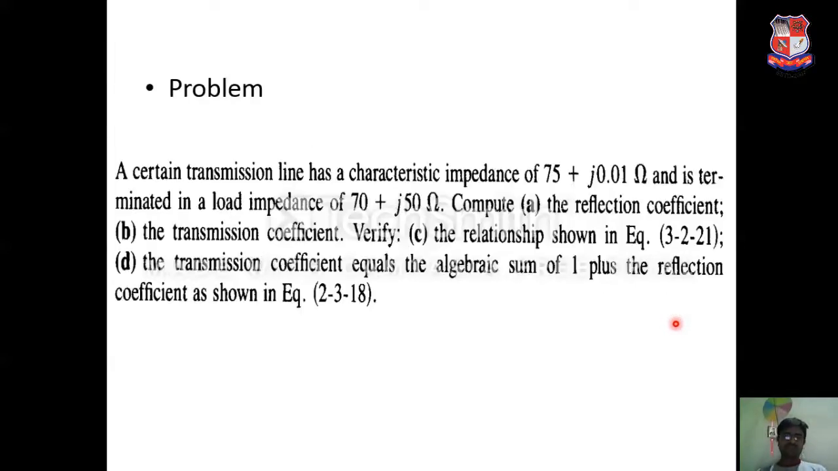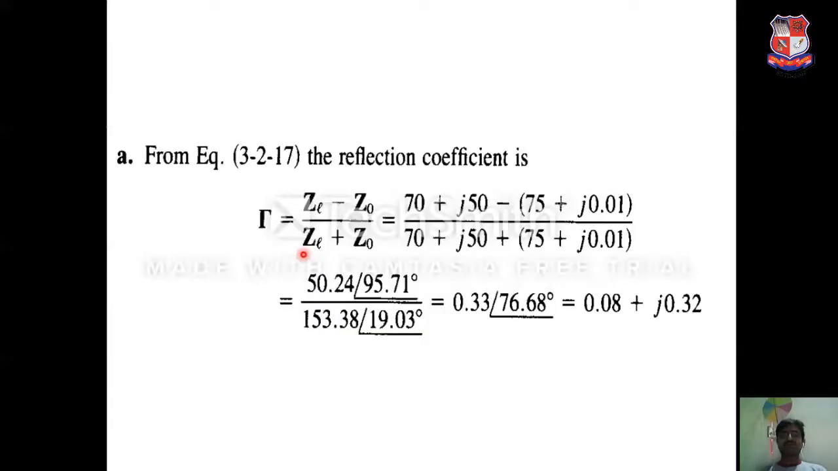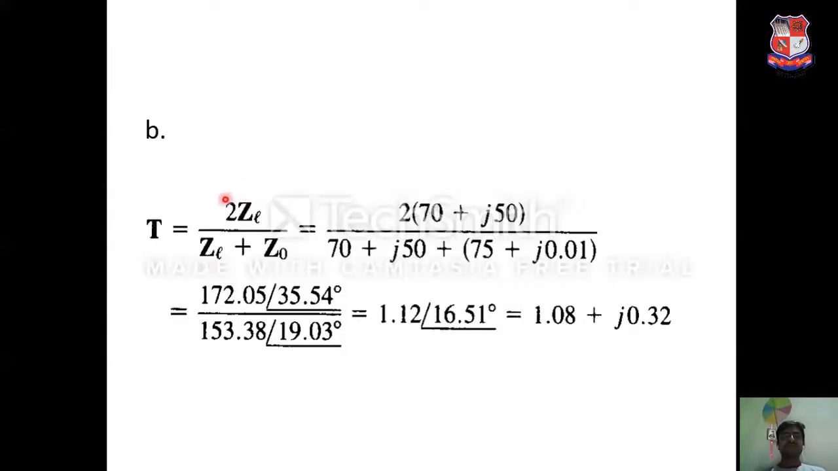Second option, here the demand is the transmission coefficient. Of course, we have seen that it is 2 into ZL upon ZL plus Z0. We can simplify and get the value 1.08 plus j0.32.